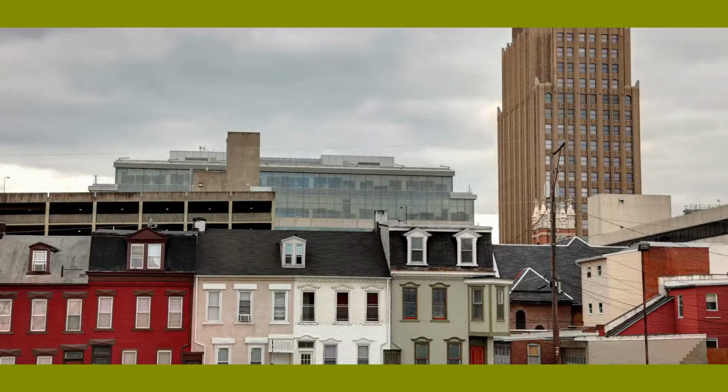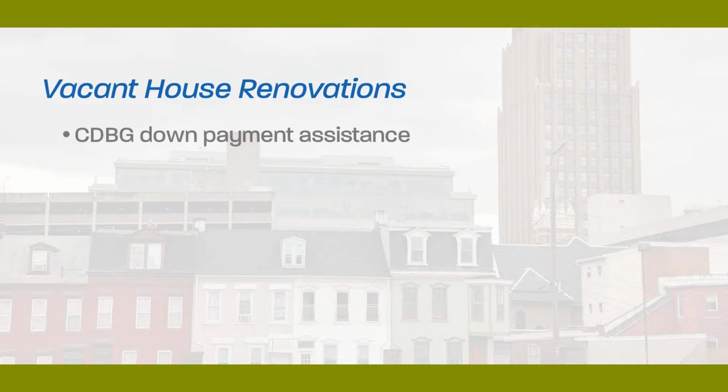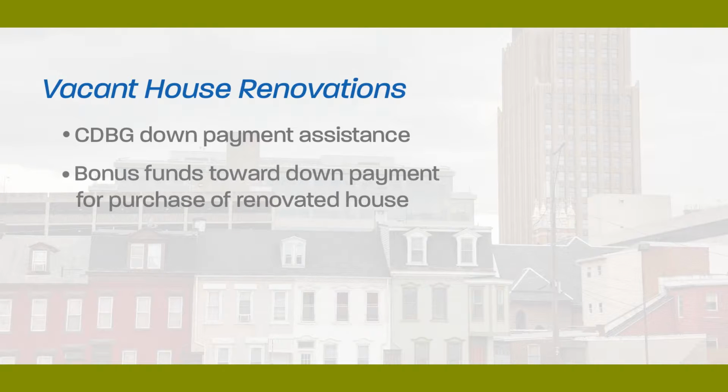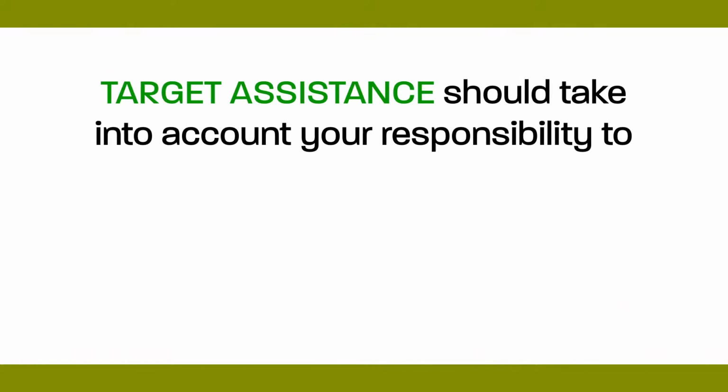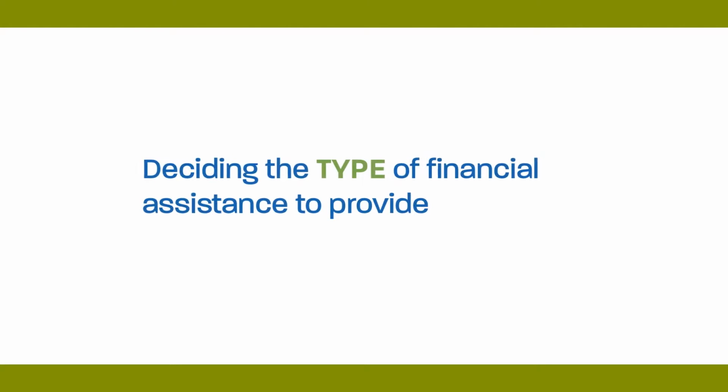As an example, one grantee, which has a large number of vacant houses, purchases and renovates them. It also has a citywide CDBG down payment assistance program. If a buyer chooses one of these properties, he or she receives a bonus amount of down payment assistance. This approach encourages buyer choice while addressing a pressing community need. All targeting should take into account your responsibility to affirmatively further fair housing and to have programs that are accessible to diverse populations. And you will need to decide the type of financial assistance to provide.